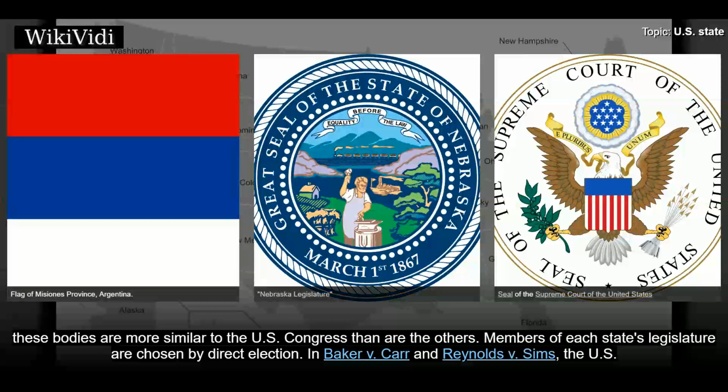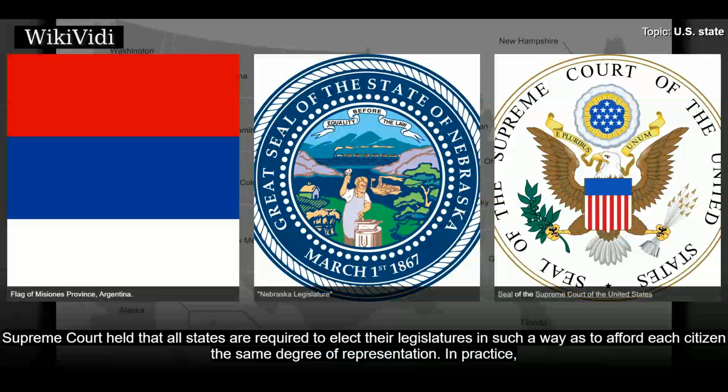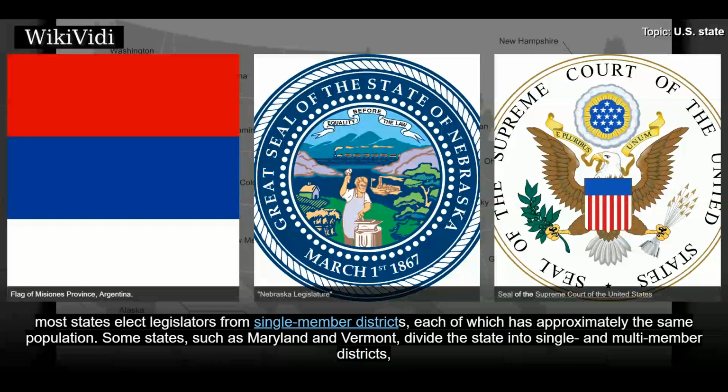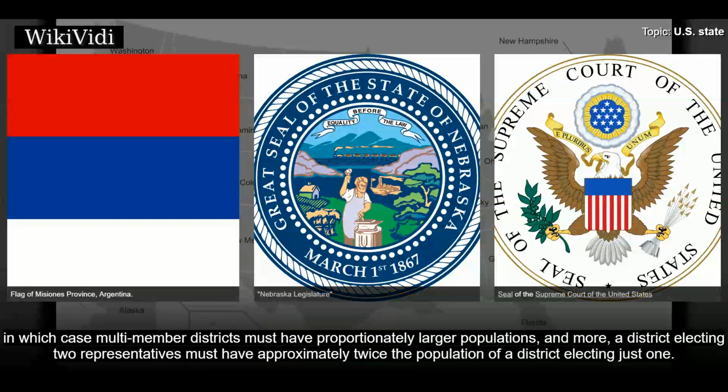In Baker v. Carr and Reynolds v. Sims, the U.S. Supreme Court held that all states are required to elect their legislatures in such a way as to afford each citizen the same degree of representation. In practice, most states elect legislators from single-member districts, each of which has approximately the same population. Some states, such as Maryland and Vermont, divide the state into single and multi-member districts, in which case multi-member districts must have proportionately larger populations. Put more simply, a district electing 2 representatives must have approximately twice the population of a district electing just 1.